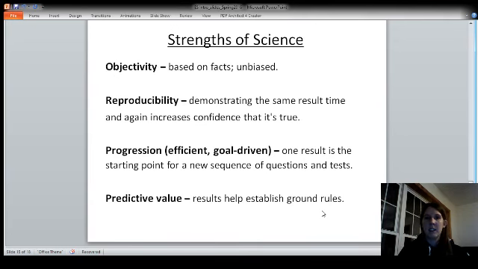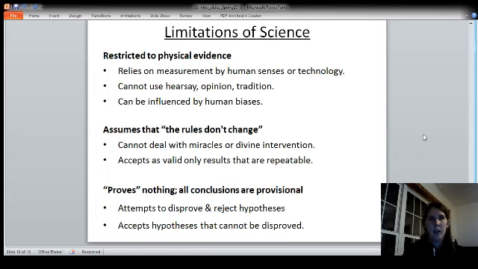Science comes with its own strengths and weaknesses. One strength of science is the objectivity. It's based on facts, and it should, in theory, be unbiased. Scientists are supposed to take a very unbiased, straightforward approach to what they're examining, and draw conclusions based on observable, measurable facts. Personal opinion or influences should not come into play when making a scientific decision or writing a scientific paper.